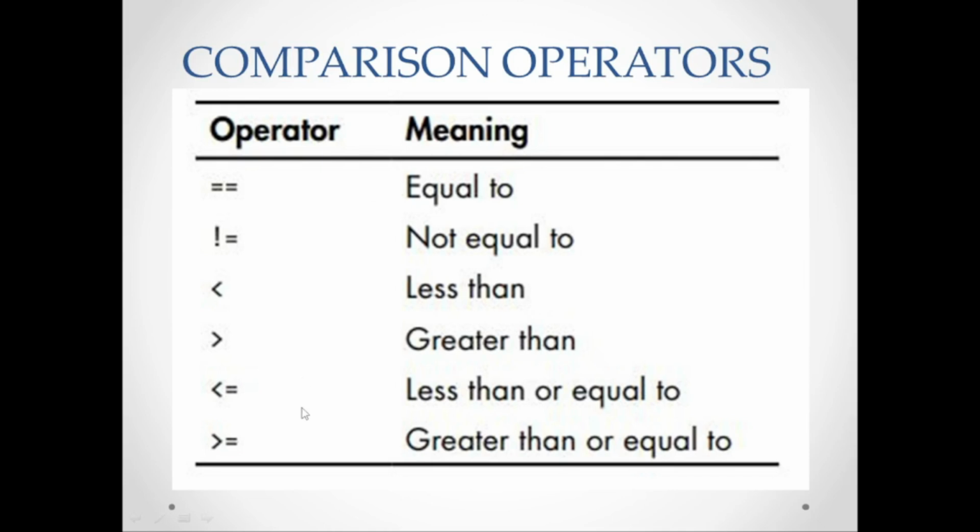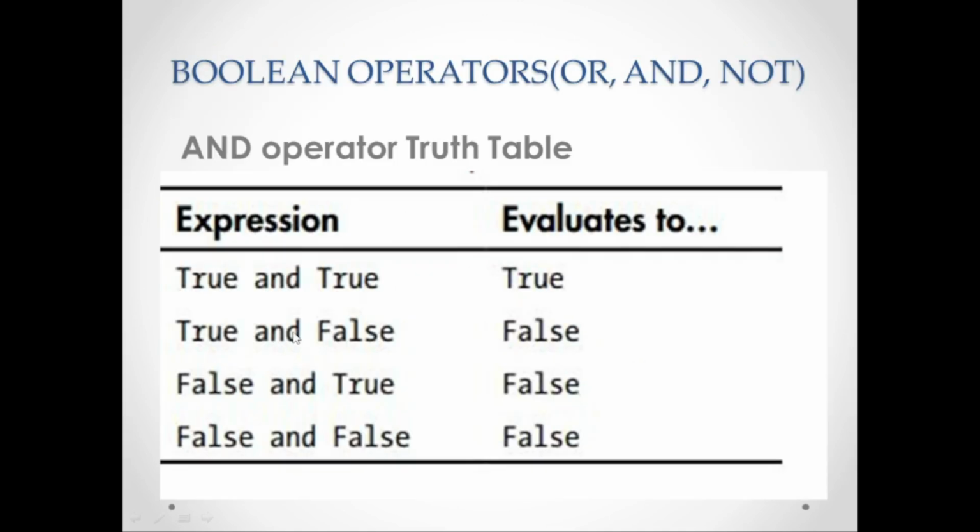And of course, as you can see on your screen: equals, not equal to, less than, greater than, less than or equal to, greater than or equal to. These are the 6 comparison operators that we have in Python, and look at how they are represented when you're writing Python code. All right, next we'll talk about Boolean operators. Of course, there are three Boolean operators: or, and, not.